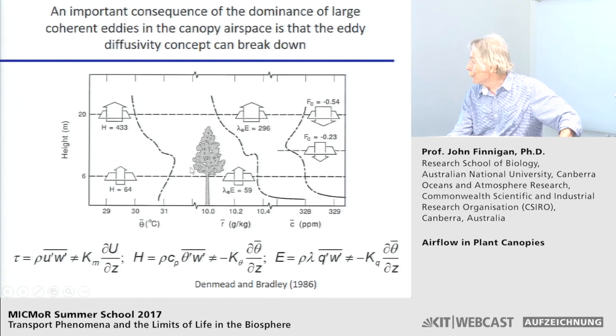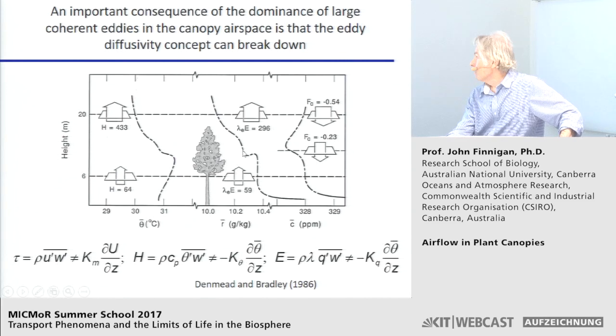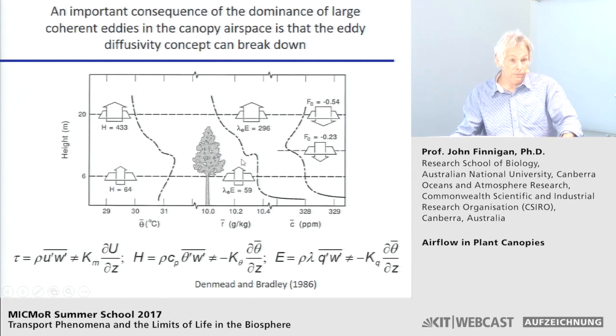But down below in the trunk space, where temperature is increasing with height, heat is still going up. If we look at water vapor, up here, the water vapor concentration is decreasing, the evaporation is upwards, the latent heat is upwards. Down here, there's no gradient in water vapor concentration, but there's still a substantial upward flux of latent heat.